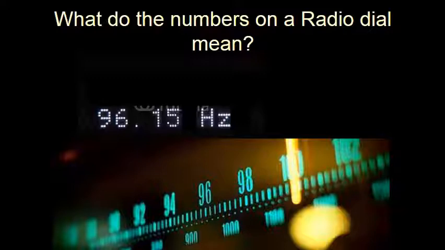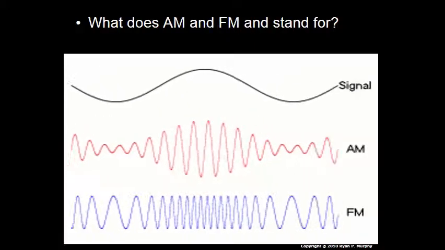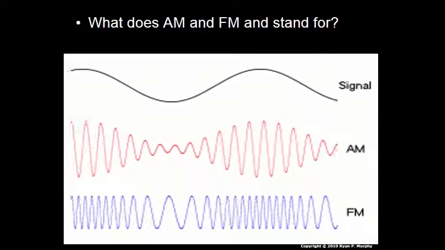So, well, okay, let's take a look. So we have this 96.15 here. Well, there's a hint for you as far as what that means. You should know what that symbol means. That's Hz, that stands for hertz. And hertz is a measurement of what? Hertz is a measurement of frequency. So that's what the numbers mean on there.